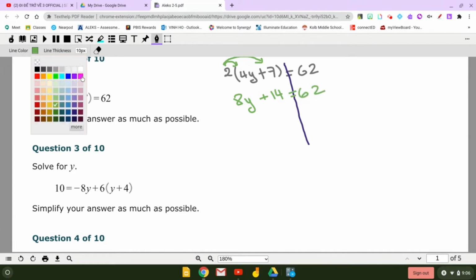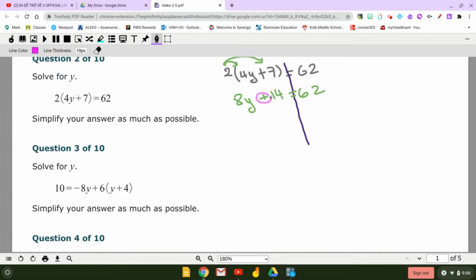Now, what is our next step? Reverse PEMDAS, so add and subtract first. So in this case, we have addition. To isolate the y, we have to move 14 to the other side by doing the opposite operation. We're going to subtract 14 on both sides. We do the opposite of addition. So that allows you to cross out 14.